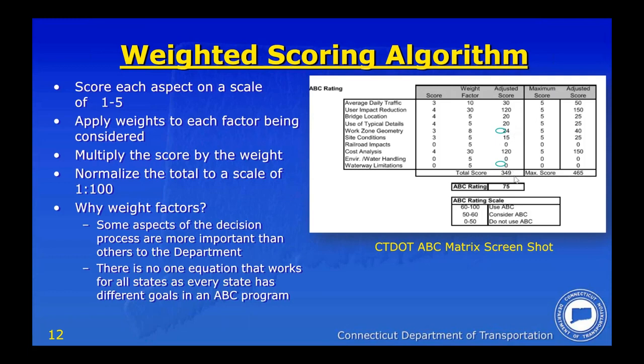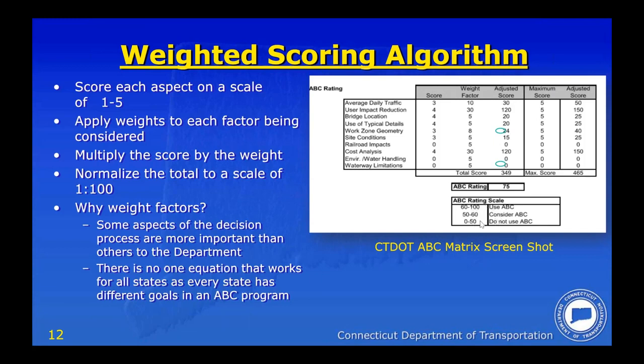In this column, in this section of the spreadsheet, we're looking at the idealized optimal ABC project where everything is a 5. A 1 to a 5 would be a range, 1 being not advantageous for ABC to a 5 highly advantageous to ABC. So the total ABC score for the particular project is divided by the total maximum score times 100 to yield an ABC rating.